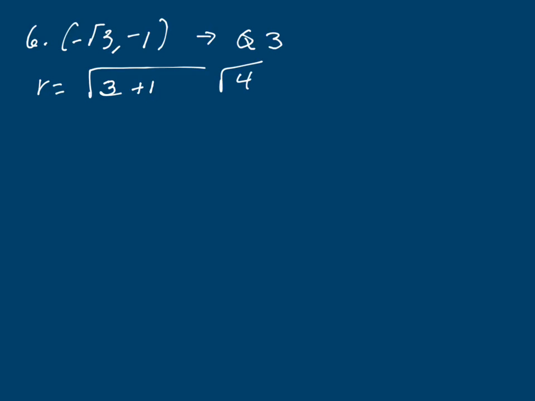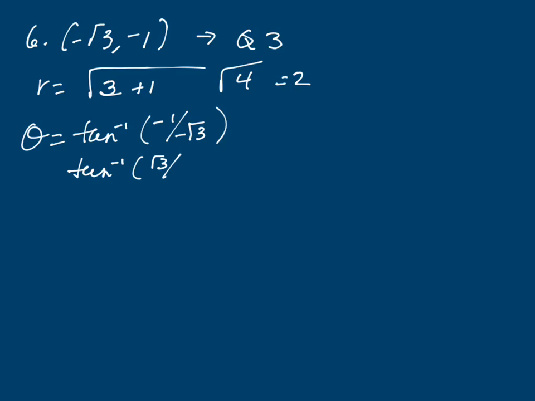Number 6, I have negative square root of 3, -1. That's going to be quadrant 3, so keep that in mind. R is the square root of 3 plus 1, or the square root of 4, which is 2, so we get r is 2. Theta is the inverse tan of -1 over negative square root of 3. So you get the inverse tan of square root of 3 over 3. In quadrant 3, where's the square root of 3 over 3? Think. Square root of 3 over 3 is pi over 6, so 7 pi over 6.